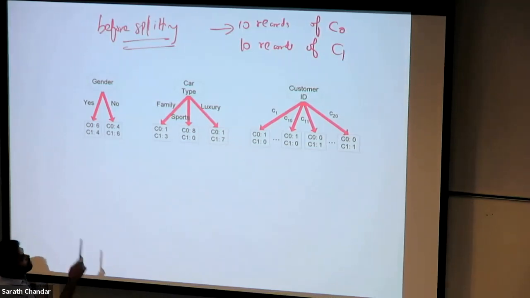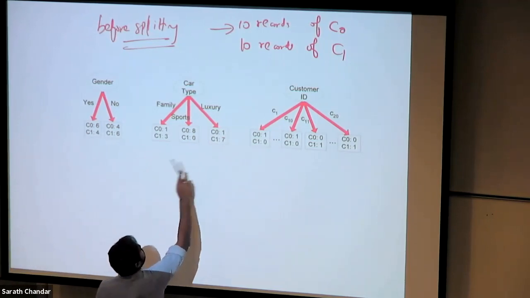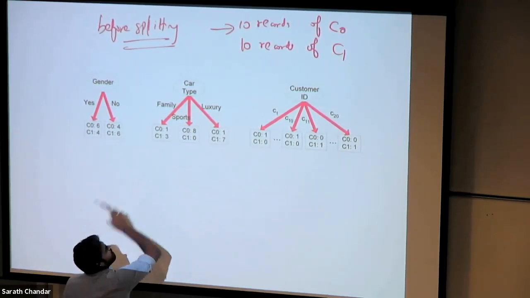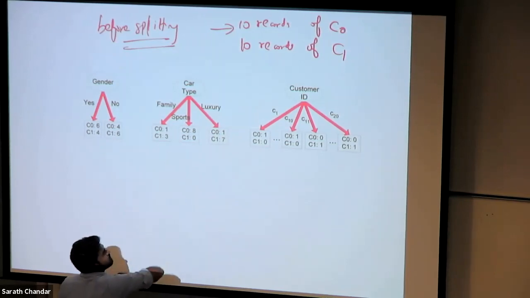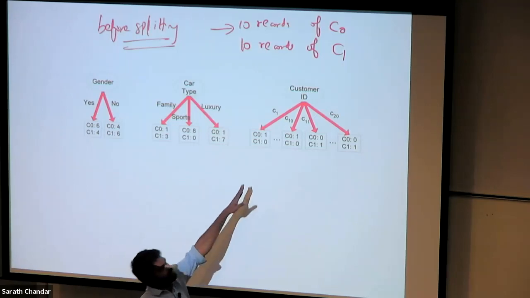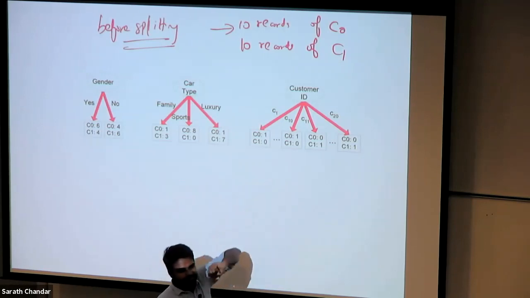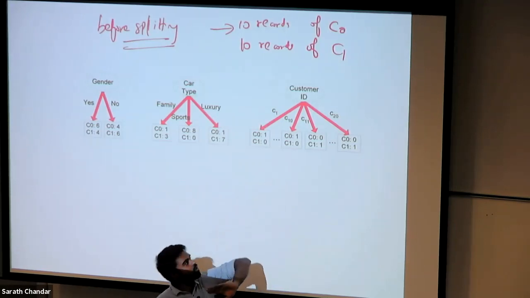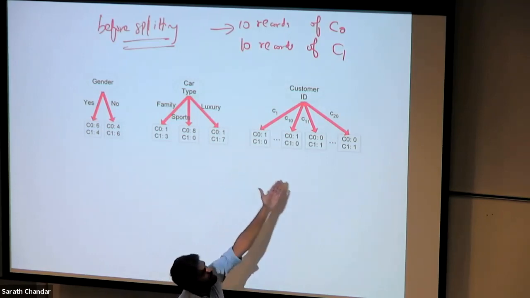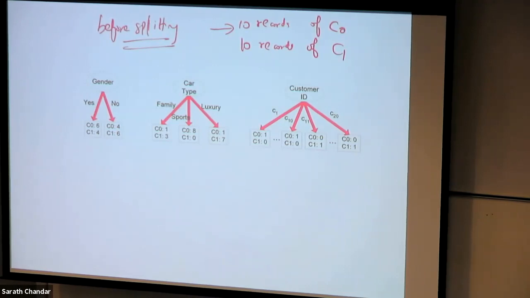Or I could go with the car type, and you can see that there are 3 options: family, sports, luxury. And family has 1 class 0, 3 class 1, 8 class 0, 0 class 1, and 1 class 0 and 7 class 1, right? And there is also this third feature, which is the customer ID. If I split based on the customer ID, which has 20 records, C1 to C20, then each has only 1 record. It's one of the 2 options, so it's either 1 or 0. Now the question is, which of these is the best way to split this data?